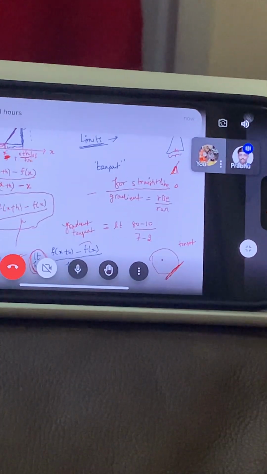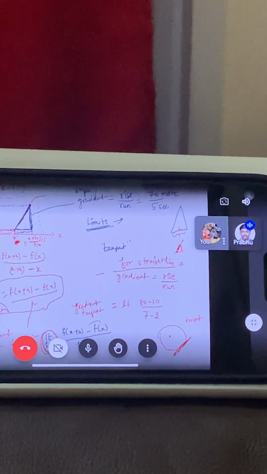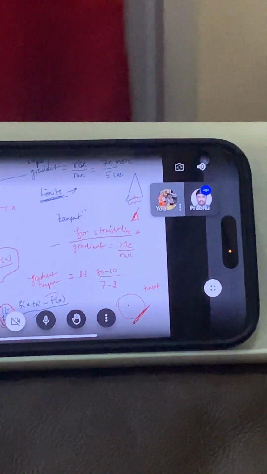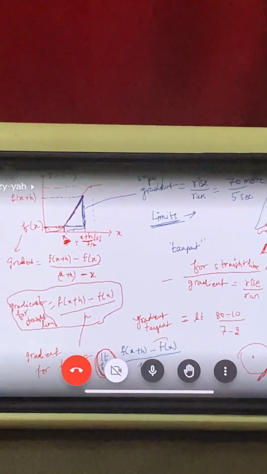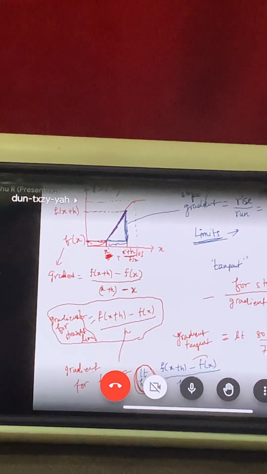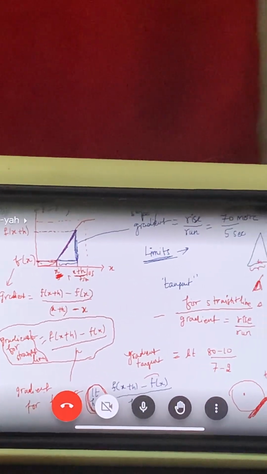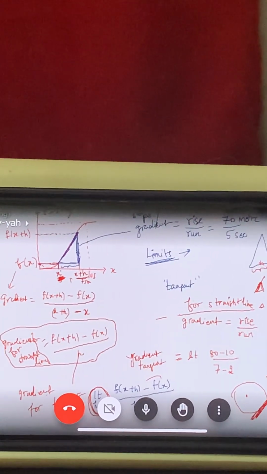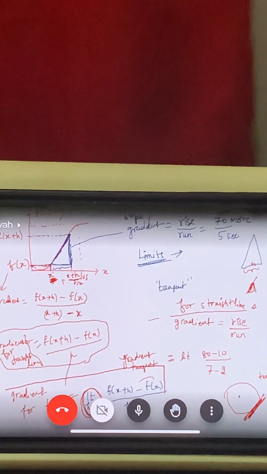When you are making limit h tends to 0, how will it be? How will the diagram change? Instead of a slope, it will be a straight line. The straight line is nothing but the tangent, no? The straight line will be like a tangent, right? So that is how you have to find the gradient for the tangent. This is what I want to explain to you.